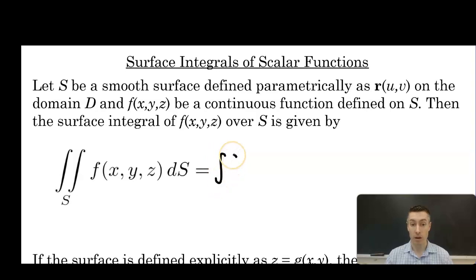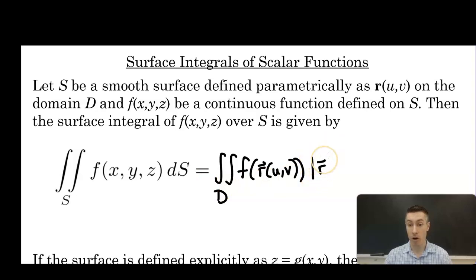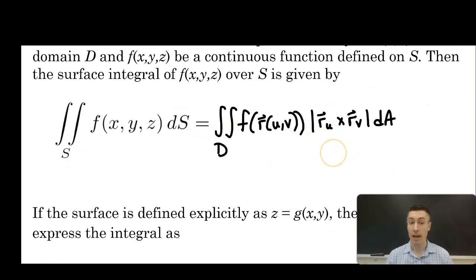So this is going to be the double integral over the domain D. We'll redefine the function in terms of u and v with our parameterization, so f of r of u v. And then if we remember from our work with surface area, the dS is going to become the magnitude of the partial of r with respect to u crossed with the partial of r with respect to v dA. And that's how we're going to evaluate a surface integral of a scalar function.